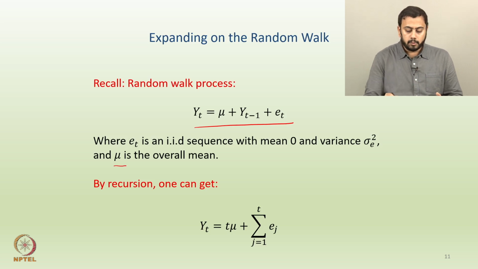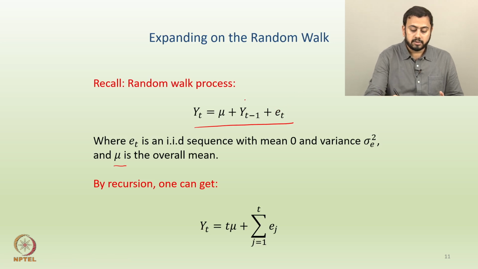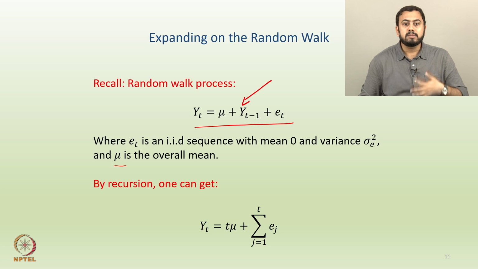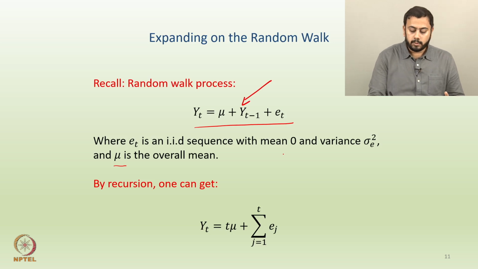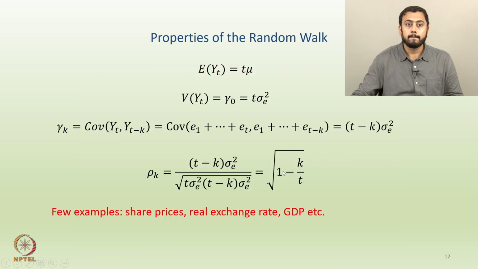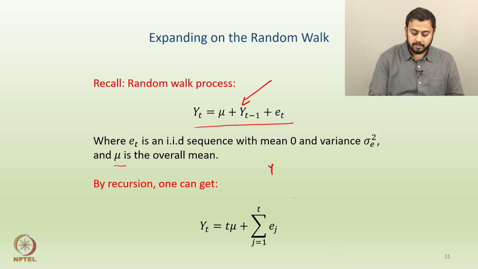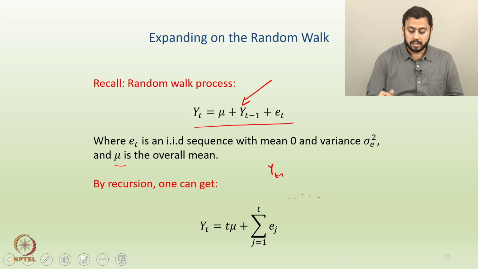So if you notice this equation of a random walk, what I can do is keep on replacing these recursions, for example y_{t-1} or y_{t-2} and so on, in a recursive manner to expand it further. What would happen if you write down y_{t-1}? y_{t-1} would be nothing but mu plus y_{t-2}, and so on and so forth.